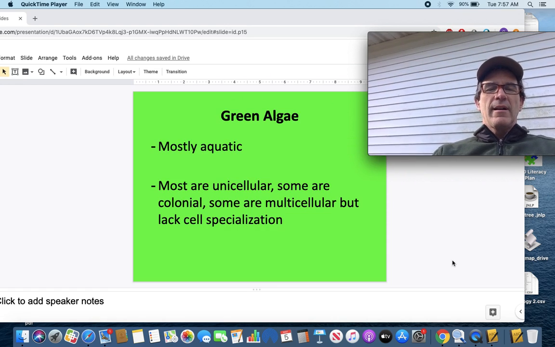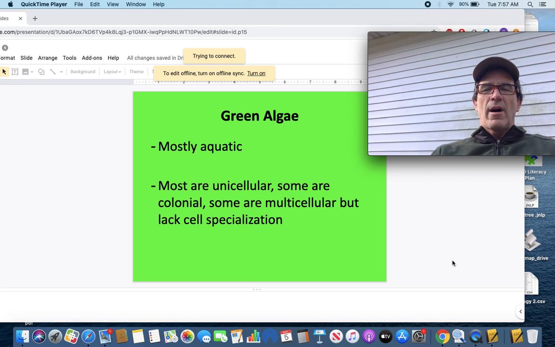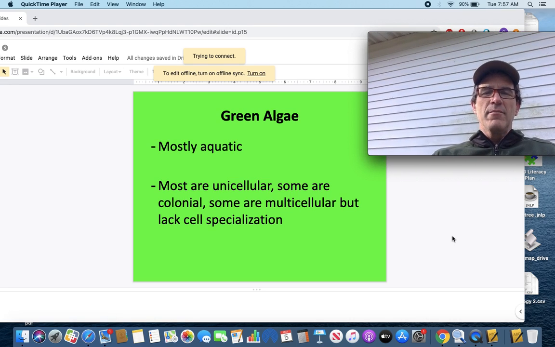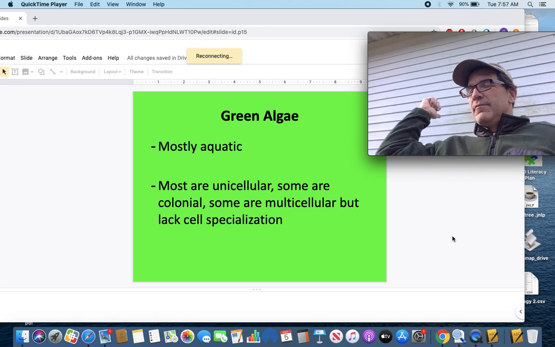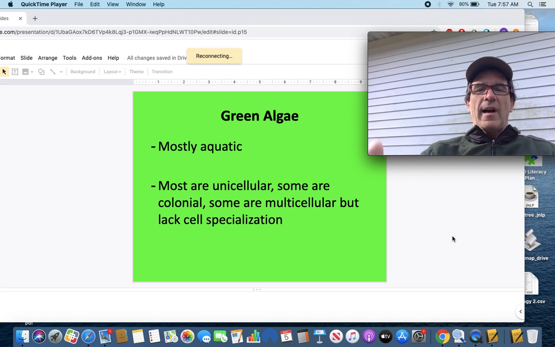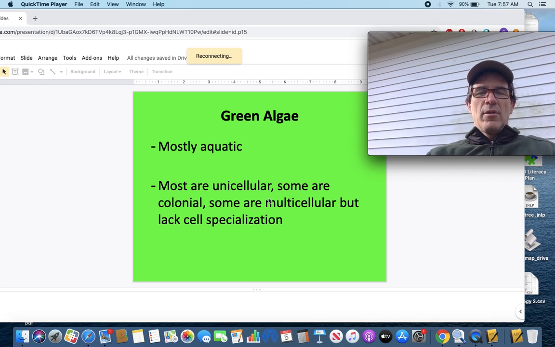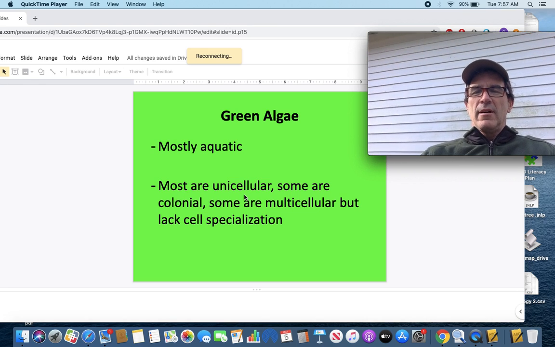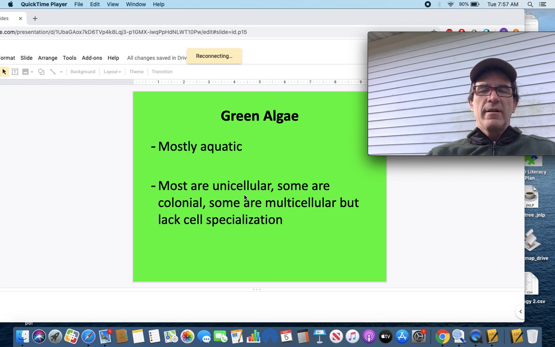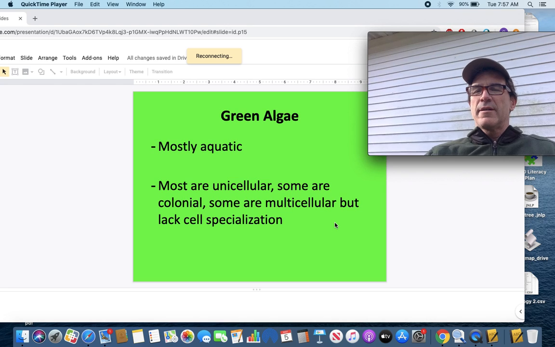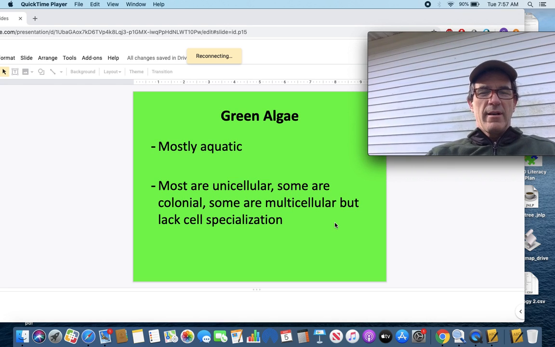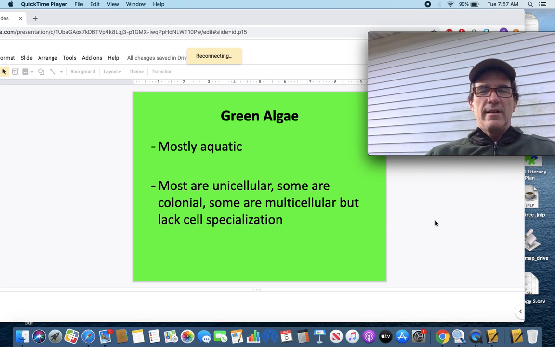So let's start with green algae. Green algae, as you know, are mostly aquatic. They live in moist areas, like my siding here on the north side of my house. However, most of the time they're in water. Most of them are unicellular, like the one behind me on the siding. Some are colonial, meaning they can live with others. I'll show you one in a moment here. And some are multicellular, but even though they're multicellular, they lack cell specialization. In other words, you don't see stems and roots and flowers in these algae.